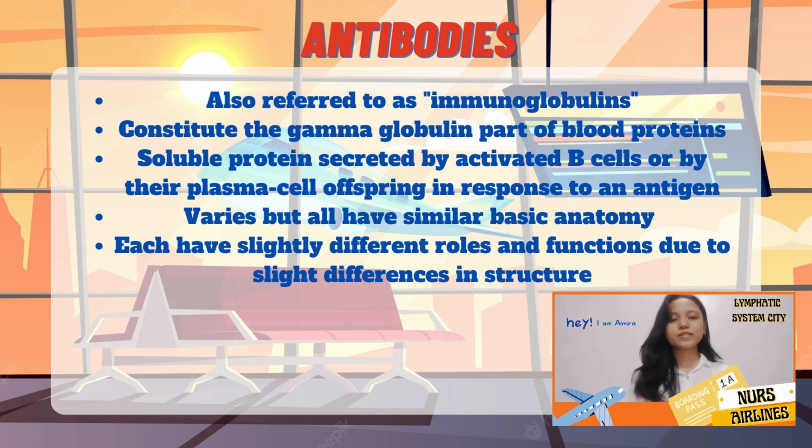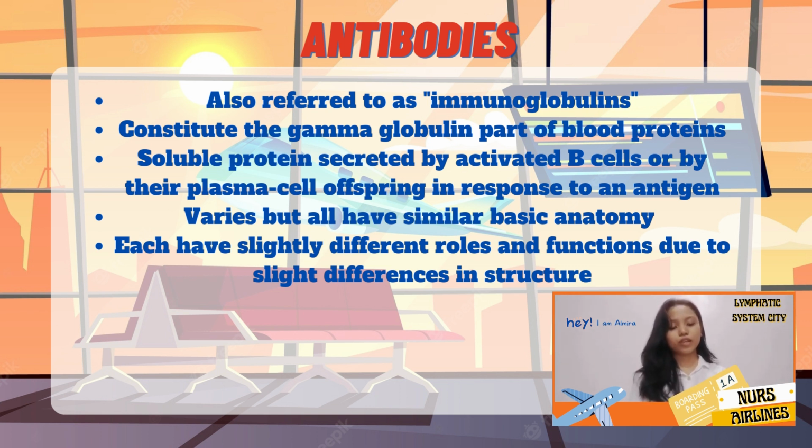A little more patience, and you are finally to arrive at Lymphatic System City. But before that, let's first learn about antibodies. So antibodies, also referred to as immunoglobulins, are soluble proteins that are secreted by activated B cells or by their plasma cell offspring in response to an antigen. And they also constitute the gamma globulin of the blood proteins.